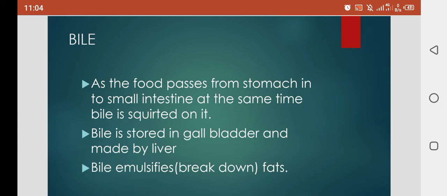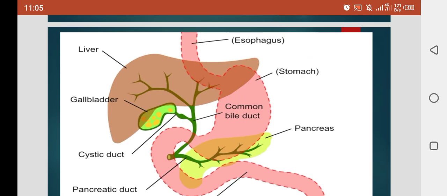So which part produces the bile? Sorry, the liver makes the bile and it is stored in the gallbladder. Clear? What is the function of the bile? Bile emulsifies the fats, breaking them down into small molecules, which are called fatty acids and glycerol. Clear, girls? So bile is secreted from the liver and stored in the gallbladder.